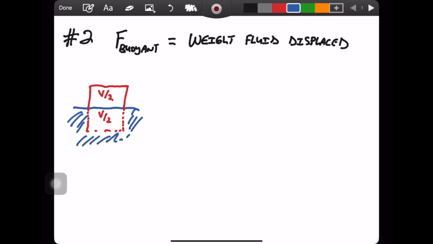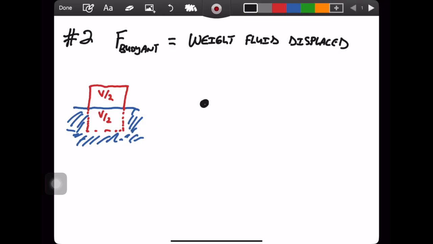Fluid is surrounding the object on all sides, and there was originally fluid where the object was. And so some of the fluid, i.e., some of the water, got displaced. And so the weight of the fluid displaced is what the buoyant force is going to be.